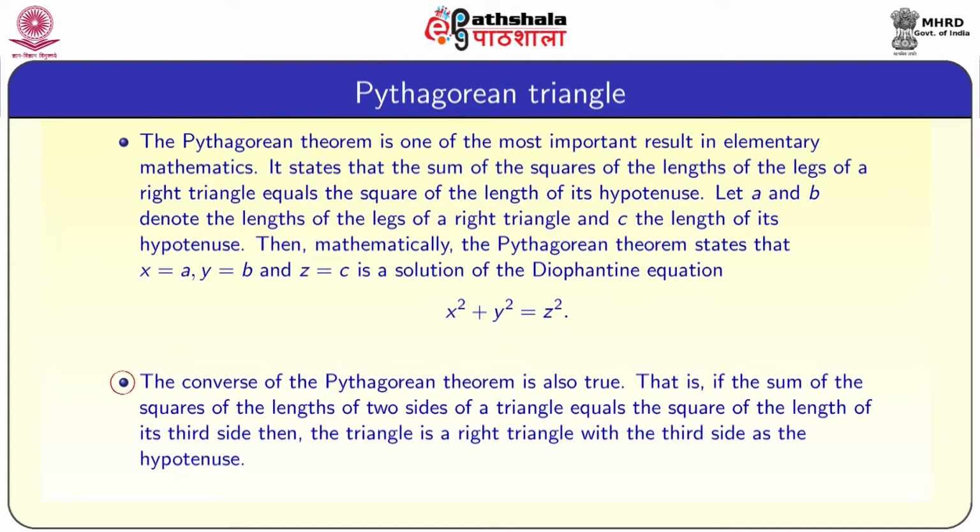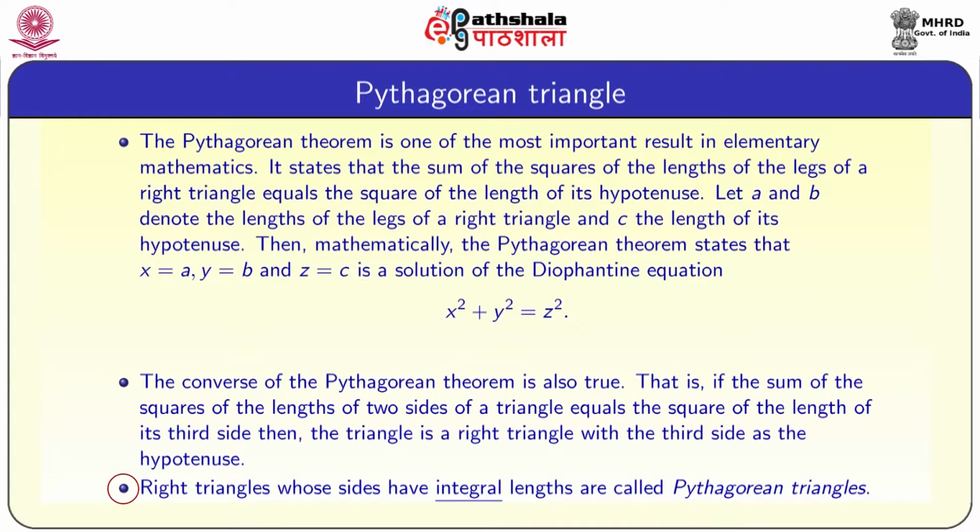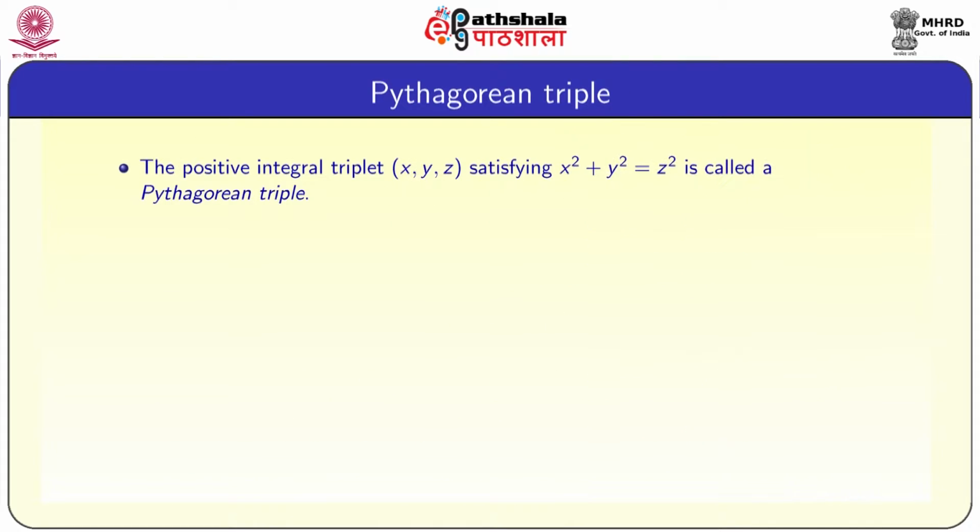The converse of the Pythagorean theorem is also true, that is, if the sum of the squares of the lengths of two sides of a triangle is equal to the square of the length of the third side, then the triangle is a right triangle with the third side as its hypotenuse. Right triangles whose sides have integral lengths are called Pythagorean triangles. A positive integral triplet x, y, z satisfying x square plus y square equal to z square is called a Pythagorean triple.